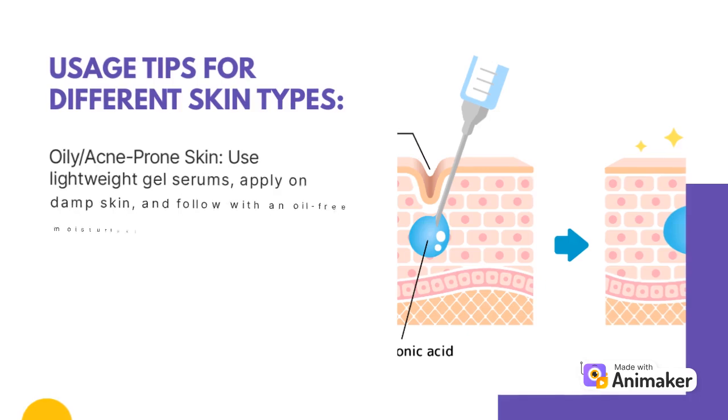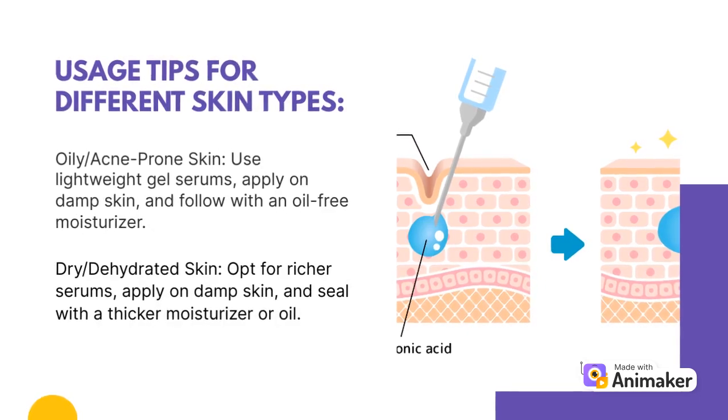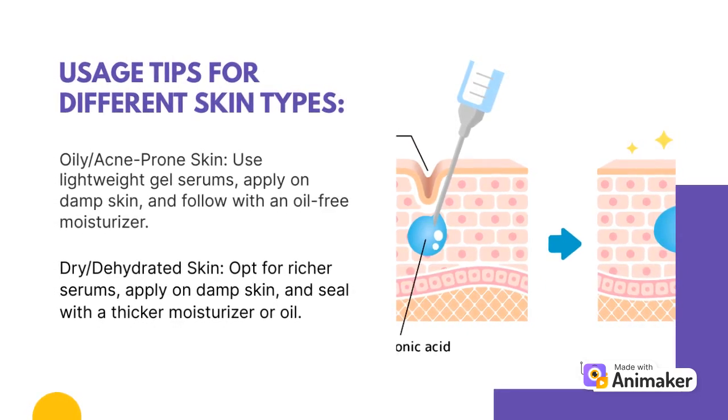Usage tips for different skin types. Oily/acne-prone skin, use lightweight gel serums, apply on damp skin, and follow with an oil-free moisturizer. Dry/dehydrated skin, opt for richer serums, apply on damp skin, and seal with a thicker moisturizer or oil.